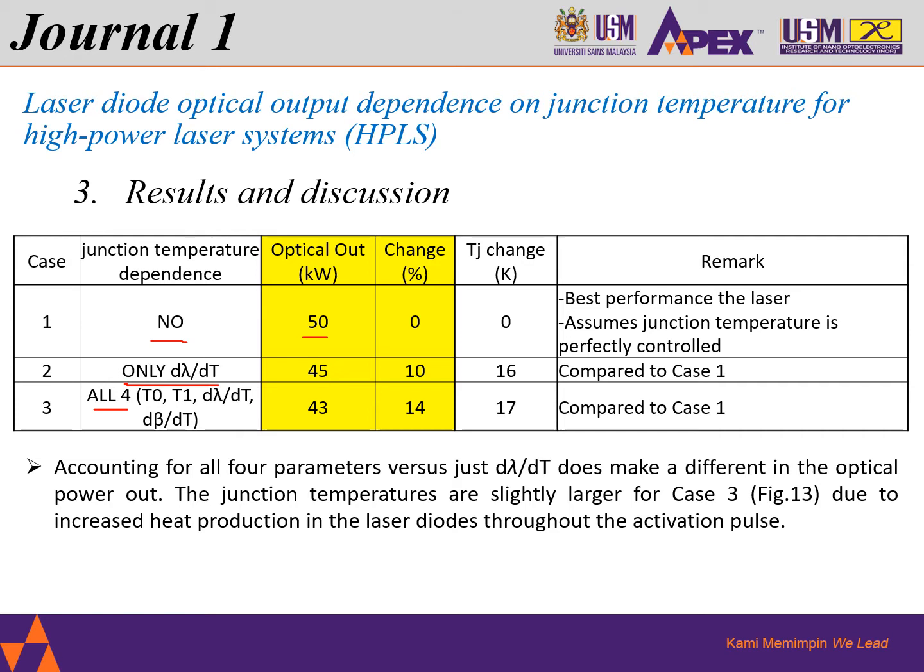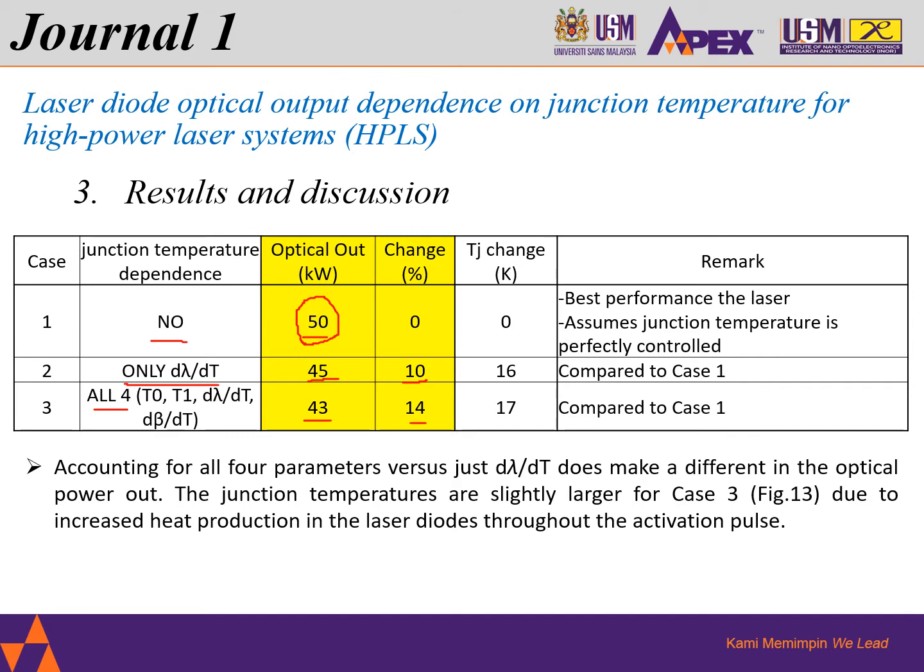When we go to the second case, the optical output will drop to 45 kilowatt, which is a percentage change of about 10%. And the third case drops even further to 43, a change of around 14%. All these are compared to case 1, the first case.